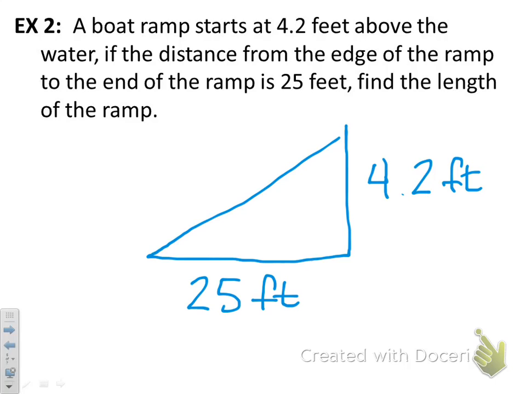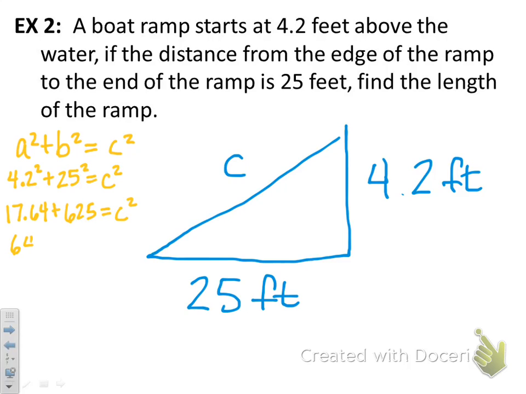So again, a squared plus b squared equals c squared. I think you guys can kind of handle that. We'll go ahead and show that real quick. 4.2 squared plus 25 squared equals c squared. You get 17.64 plus 625. You add those together, you get 642.64. Take the square root of both sides, and you find out that the length of the ramp is 25.35.